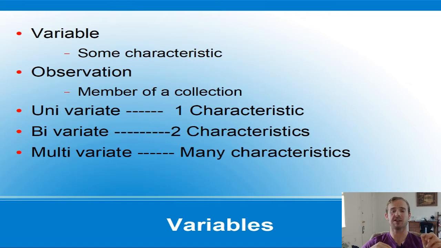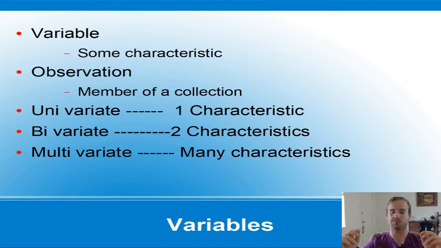Now, bivariate is 2 characteristics. So I could ask what their favorite flavor of ice cream is, and then I could also ask if they are a boy or a girl. I'm asking 2 separate characteristics. Now, the important thing is that there could be many flavors of ice cream, right? Chocolate, vanilla, strawberry, but it's one characteristic. It's flavor of ice cream. So 2 characteristics is bivariate.